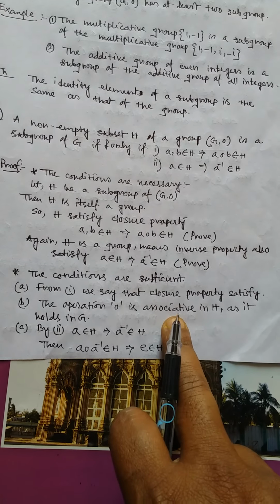Now from the second statement, you know A belongs to G, A inverse belongs to G. You write down here A belongs to G, A inverse belongs to G. So the closure property is already satisfied here. Then A compose A inverse belongs to G, because of the closure property. Then A compose A inverse means E. Then the identity element is also satisfied. So the three properties are satisfied.